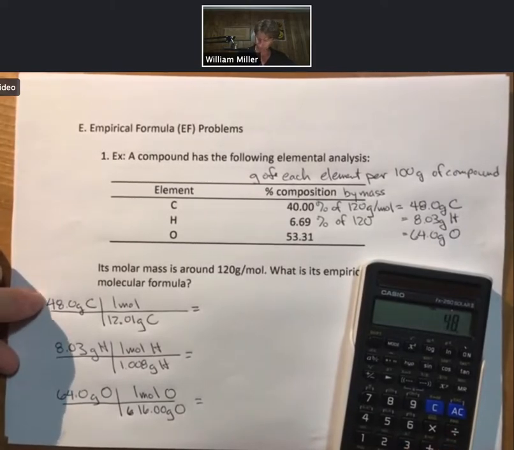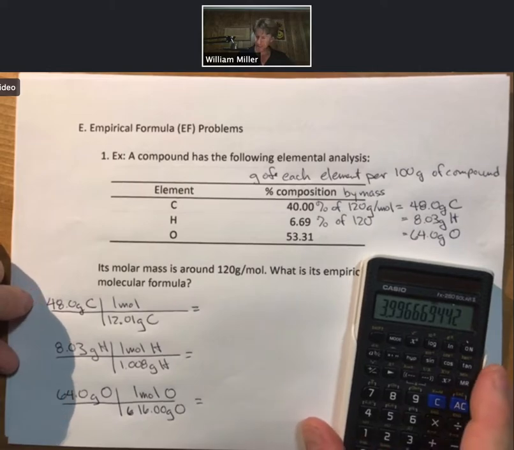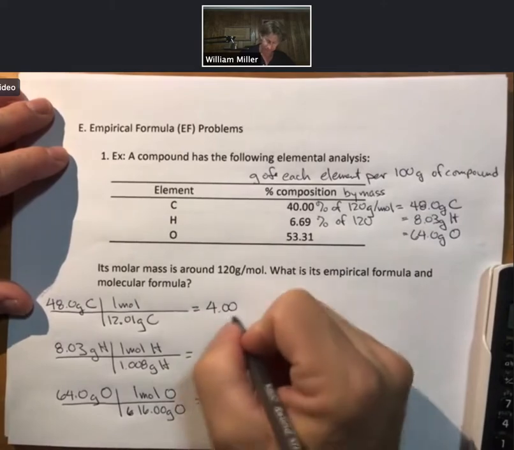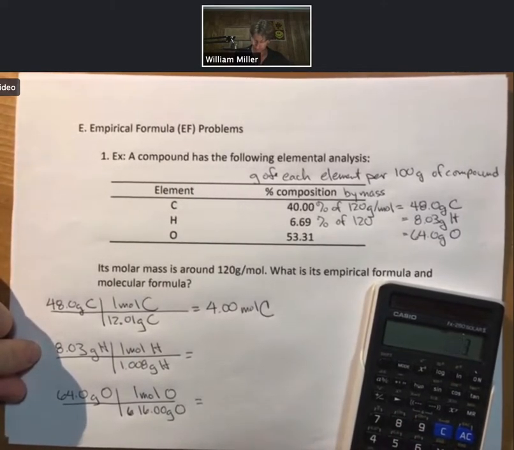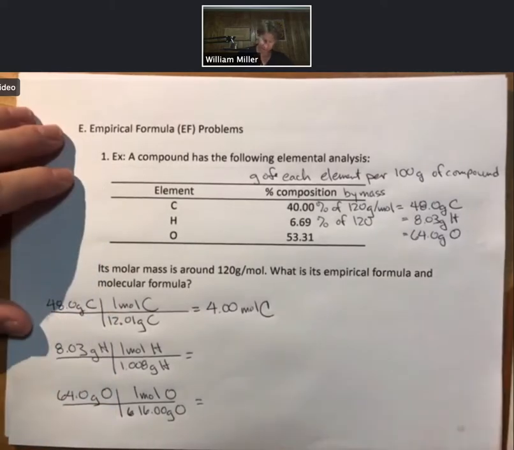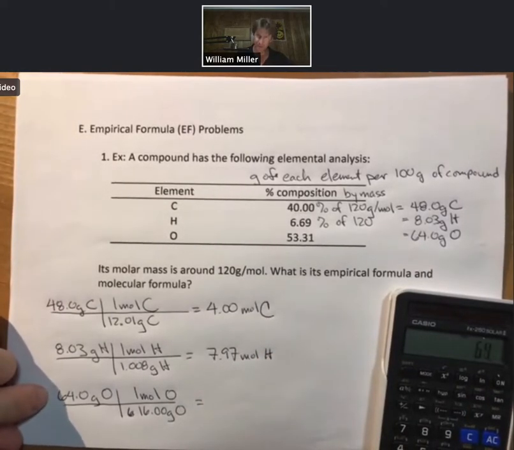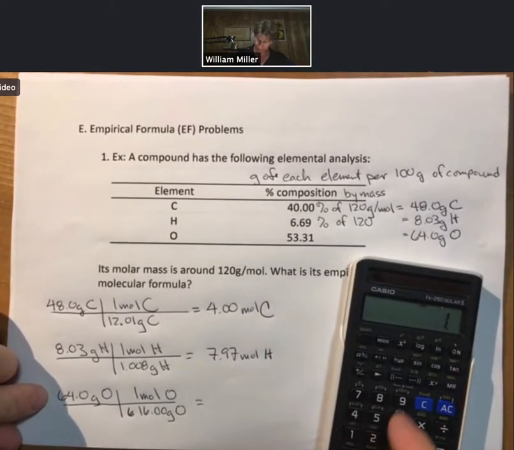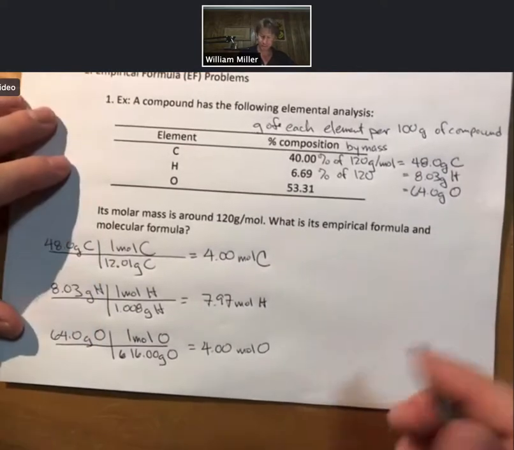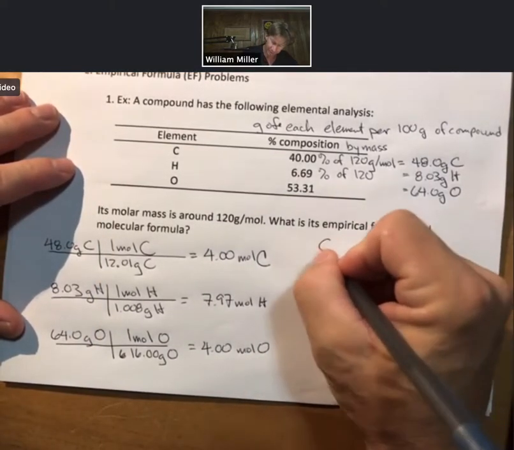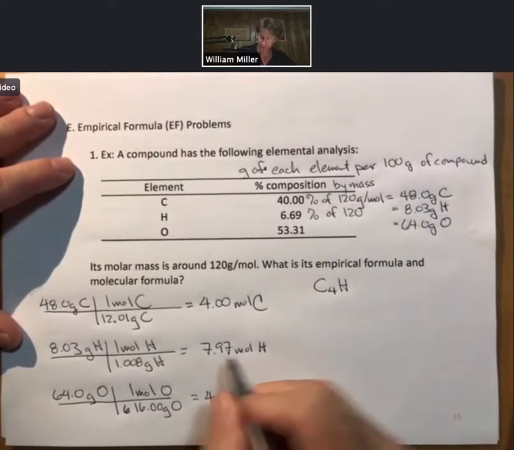All right, let's multiply all these out. 48.0 divided by 12.01 is 3.996, let's call that 4.00 moles C. Of hydrogen, about 7.97, and 64 divided by 16 is exactly 4. What this tells you is that in this formula, we have small whole numbers already. It doesn't always work out this nicely, but it did this time. C4H, we can round 7.97 to 8.